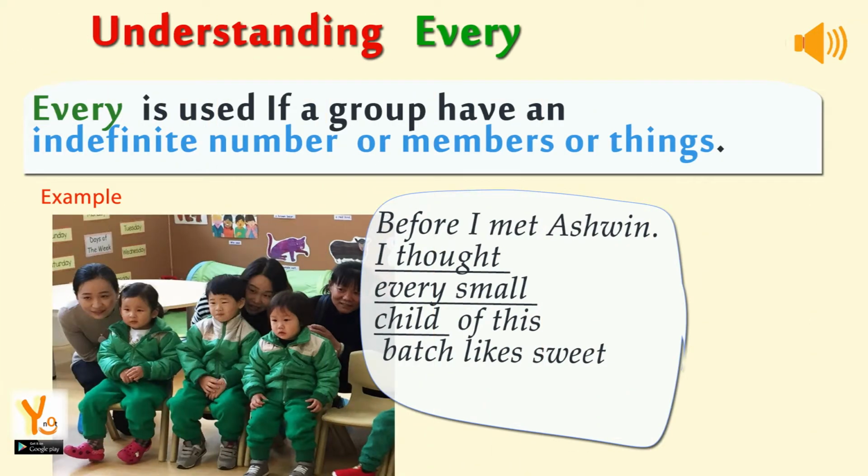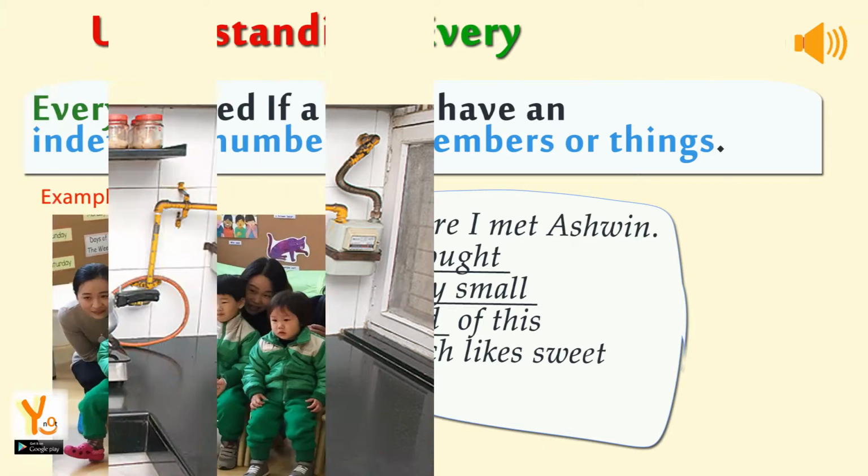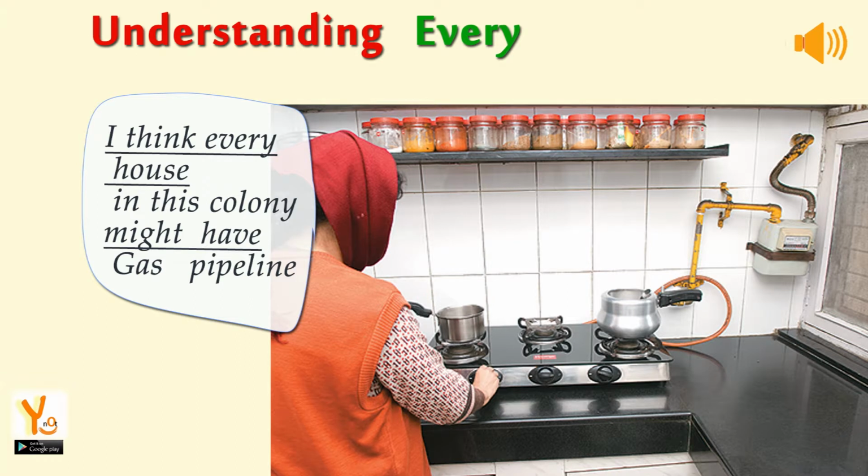Every is used if a group has an indefinite number of members or things. For example, before I met Ashvin, I thought every small child of this batch likes sweets. Another example. I think every house in this colony might have a gas pipeline.